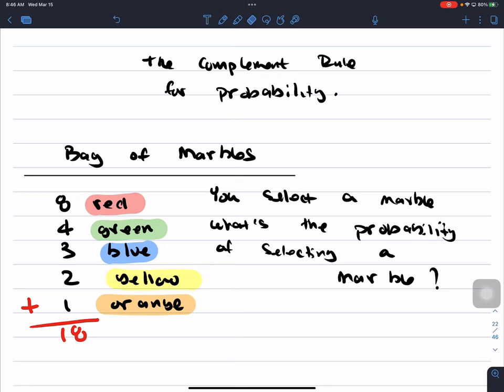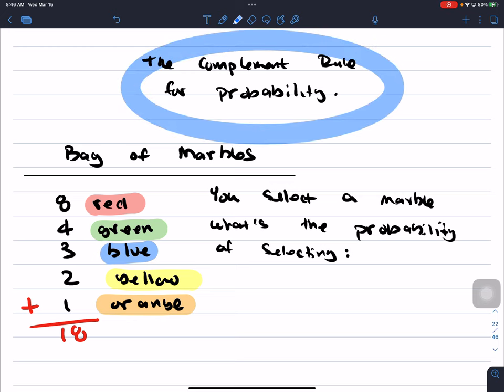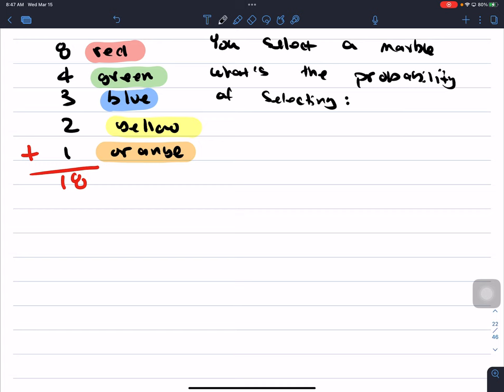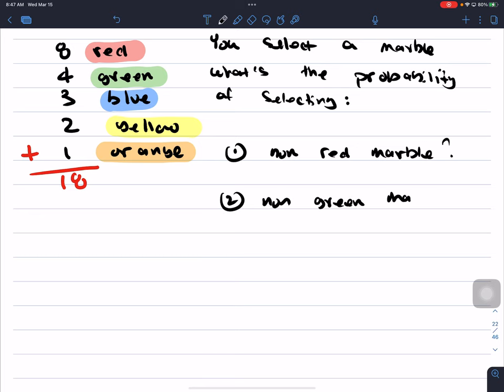Select a marble at random. What's the probability of selecting? So we're going to warm up, okay? We're going to talk about really what the complement rule is. I'm going to say, what's the probability of selecting question number one, a non-red marble? Question two, a non-green marble? Question three, a non-orange marble? Okay?